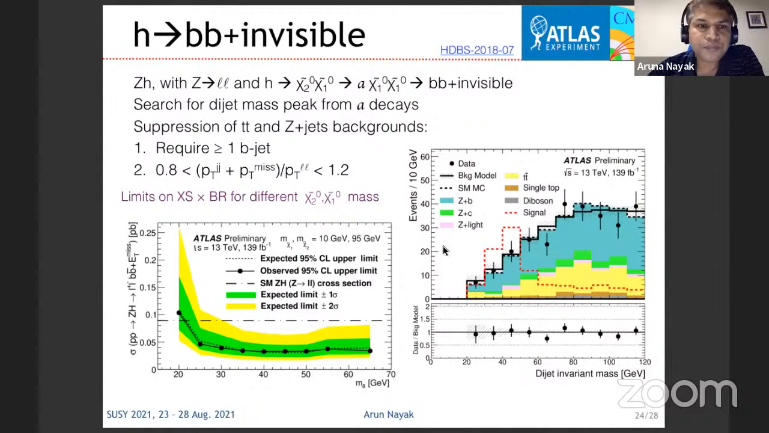Another search is Higgs going to BB plus invisible. Here the Higgs is produced in association with the Z boson, so you can tag the Z boson in the dilepton final state. Then the Higgs decays to an A boson and neutralino. The TT bar and ZZ backgrounds are suppressed using cuts like the pT of the Higgs over the pT of the Z. The search is performed over the dijet mass peak coming from the A decays, and you obtain limits again on the cross section times branching fractions. Here you see a distribution of the dijet invariant mass: what is expected from background, what is seen in the data, and what is expected from the signal.